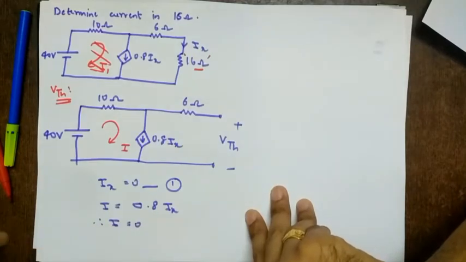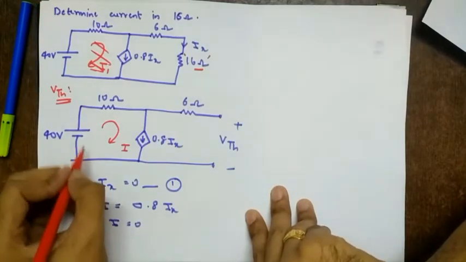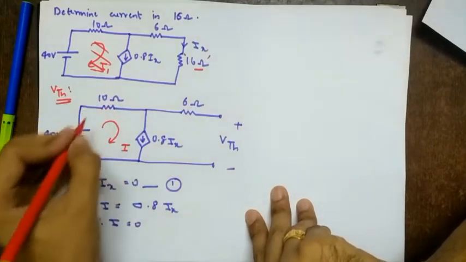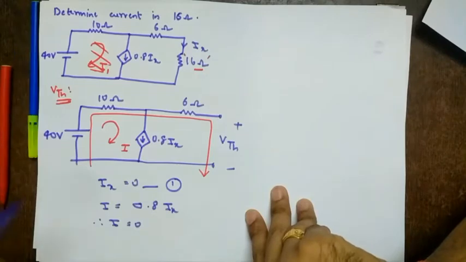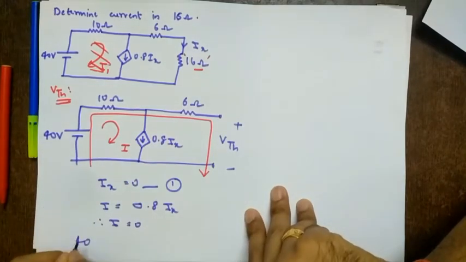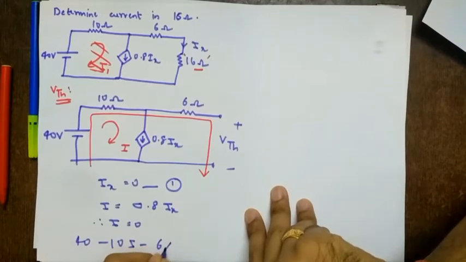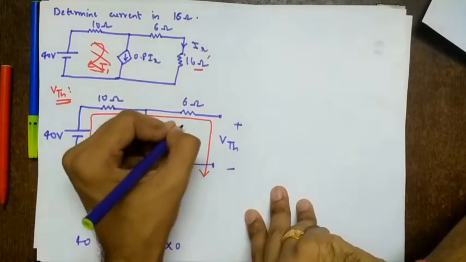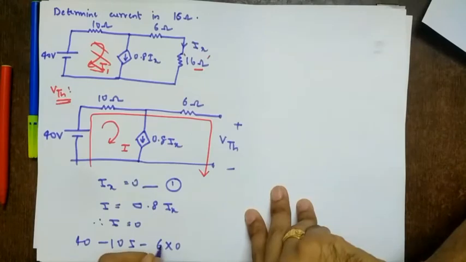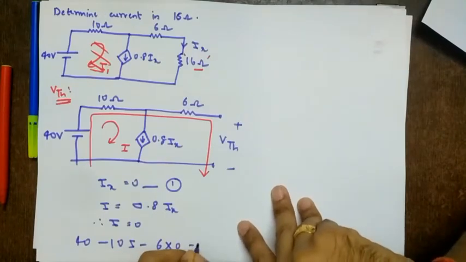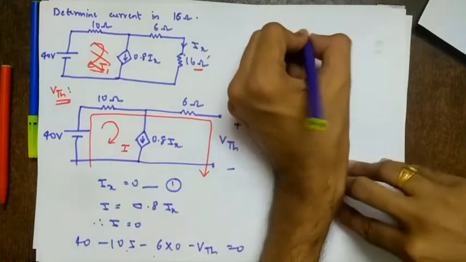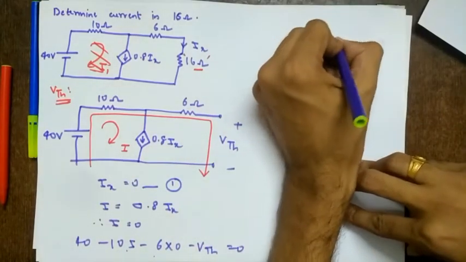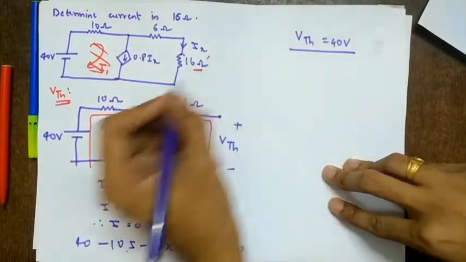Right? So then what I have to do? I have to find VTH. So I have to take a path in which VTH comes. So this is the path. So 40 minus 10i minus 6 into 0. Why 6 into 0? This is open, so no current. So R into I or I into R. So 6 into 0 minus VTH equal to 0. Again I is 0, so what is VTH? 40 volts. VTH equal to 40 volts.